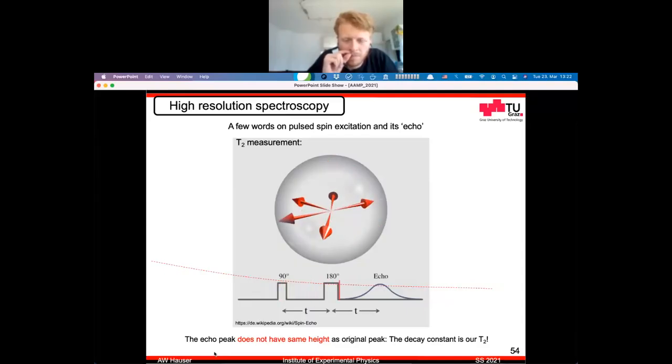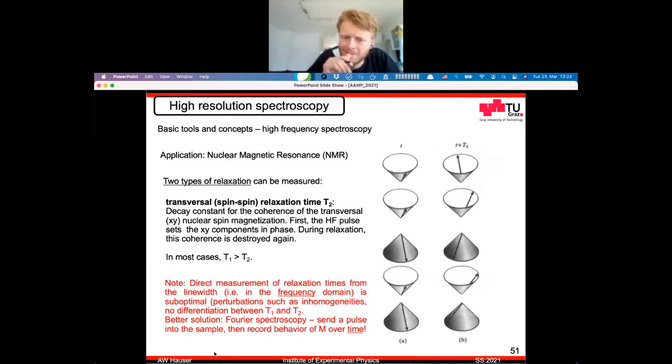T2, because this is the direct loss of your phase locking. And now let's go back. It's best said like I've said here. So it is the decay constant for the coherence of the transversal part of the spin magnetization due to this coupling between the two spins.